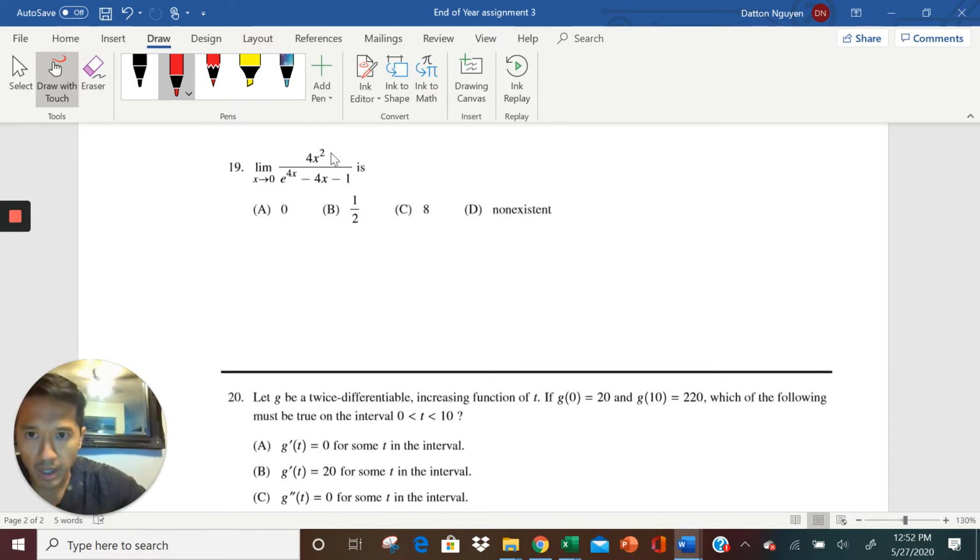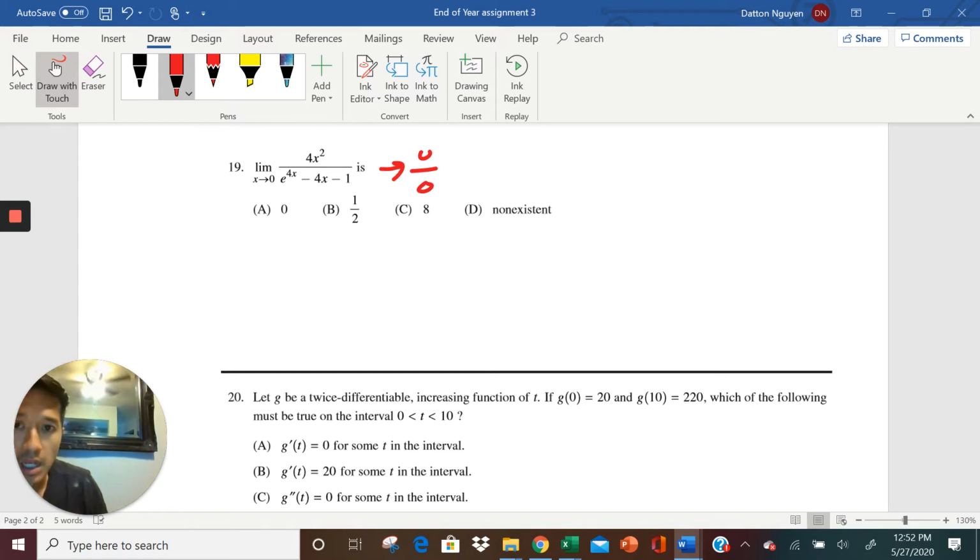Number 19, L'Hopital's rule. Take the derivative of the top and the bottom until you have a simplified function. Here, you will end up with 0 over 0, and that's an indeterminate form, so I can't do that. Okay? So keep taking the derivative of the top and the bottom until you no longer get an indeterminate form.